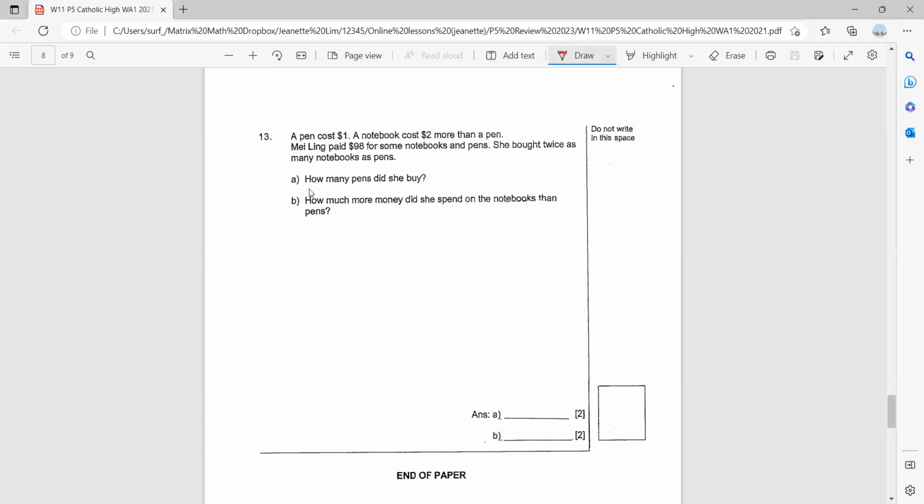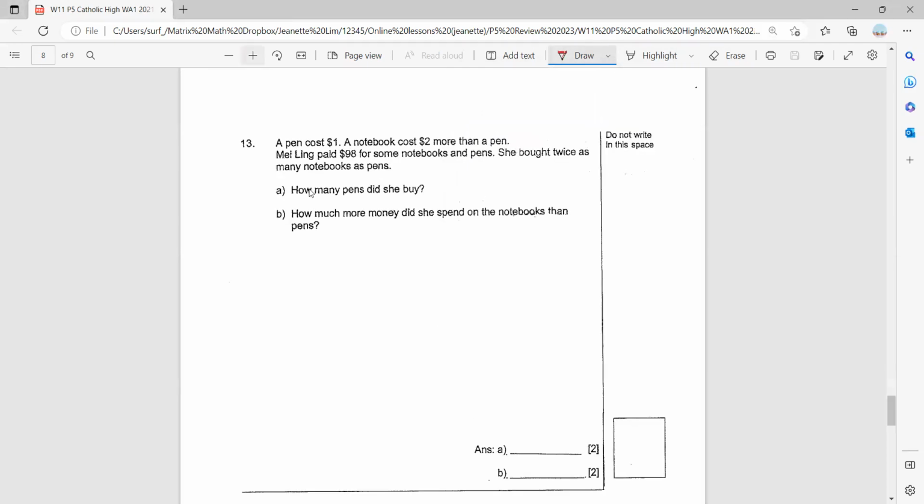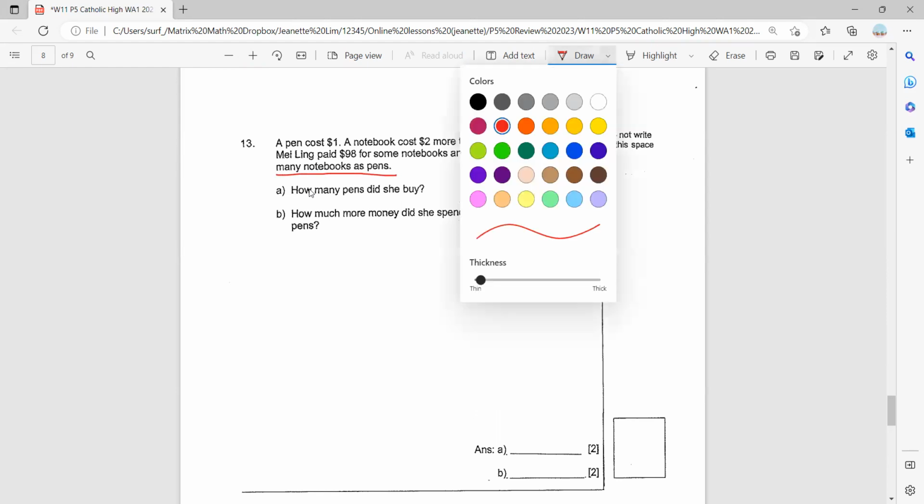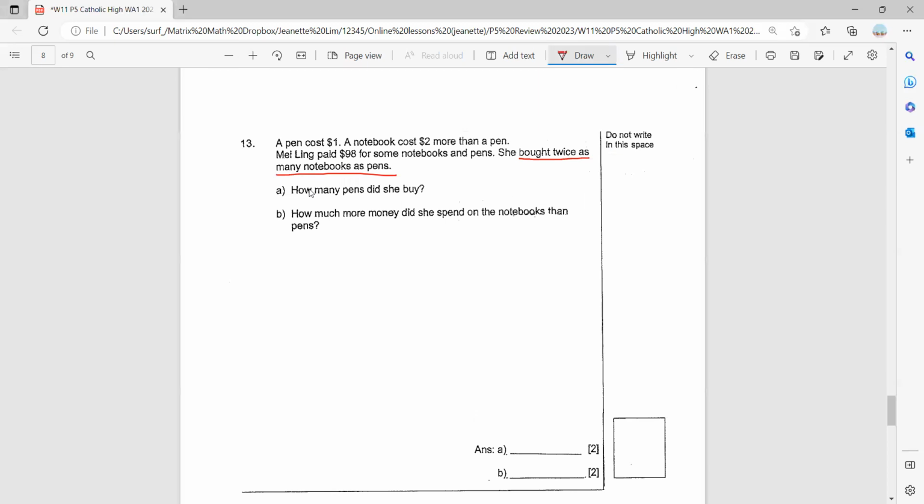So first, for this question, I know that this is actually a grouping question because of this: she bought twice as many notebooks as pens. So in terms of quantity, if I were to group them up, in one group you have 2 notebooks and 1 pen. So I have many groups. The total amount spent is $98.